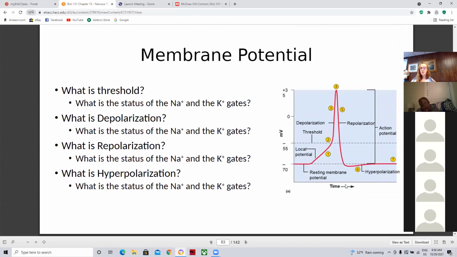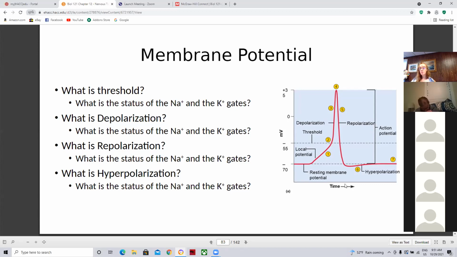So what is threshold? What is the status of the sodium and potassium gates at that point? Before threshold, the sodium and potassium gates are both closed. At threshold, they'll both start to open, but the sodium gates are going to open a lot quicker.